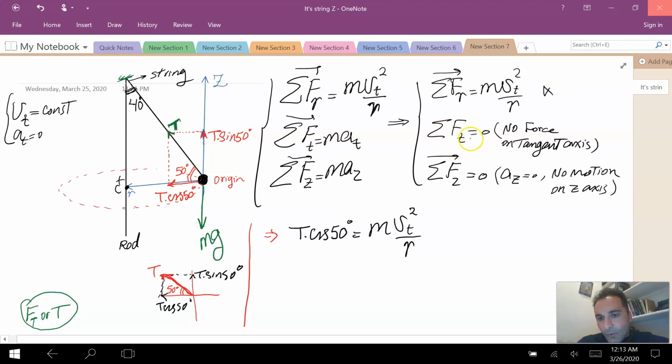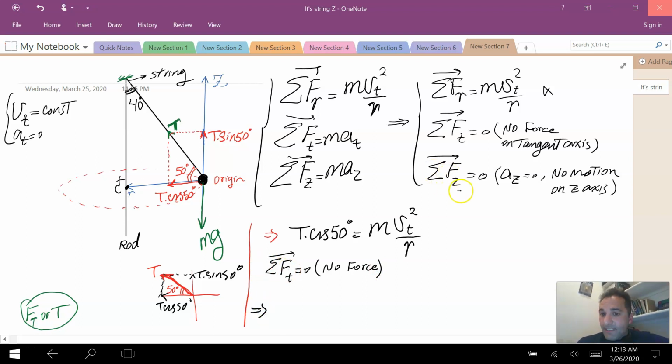Now I'm going to go to the force on the tangent axis. Do we have any force on the tangent axis? No, because the object just rotates. There is no friction, there is no drag force, there is nothing. So the second one doesn't help me. Sigma Ft is 0. So I'm going to write no force on the tangent axis. So this doesn't help me, okay?